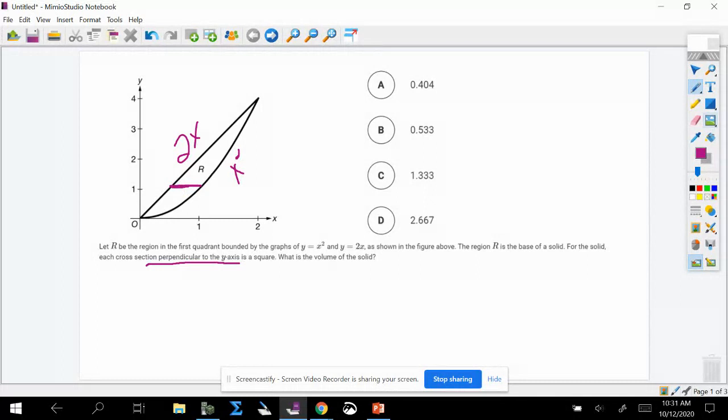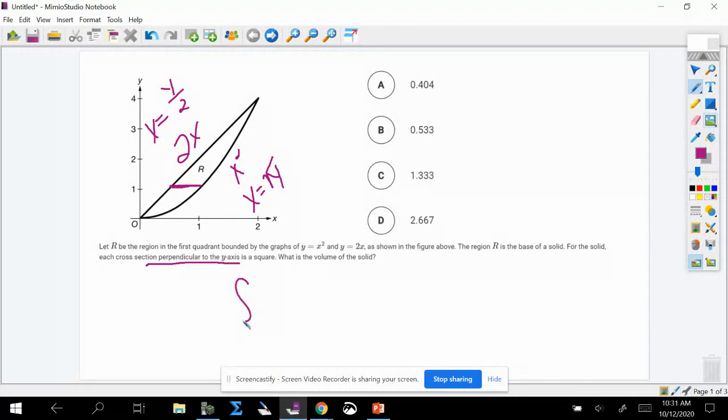When you have it anything perpendicular to the y-axis and you have to represent your length of your side or diameter, whatever shape it is, everything has to be in terms of y's. So instead of y equals x squared, I want to write this as x equals the square root of y. Instead of y equals 2x, I want to write this as x equals y divided by 2.